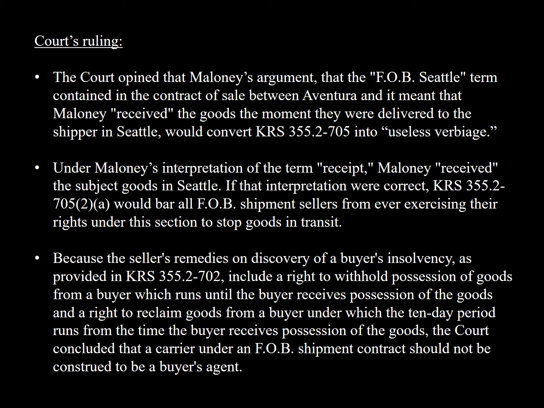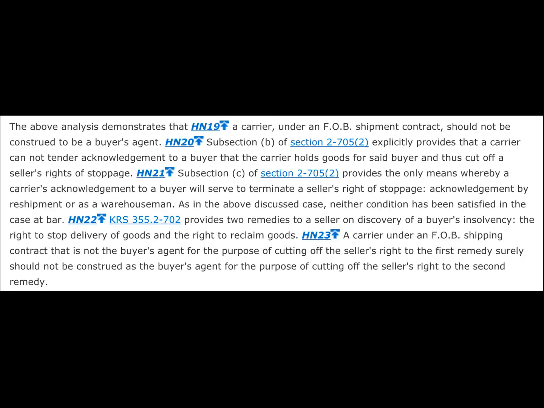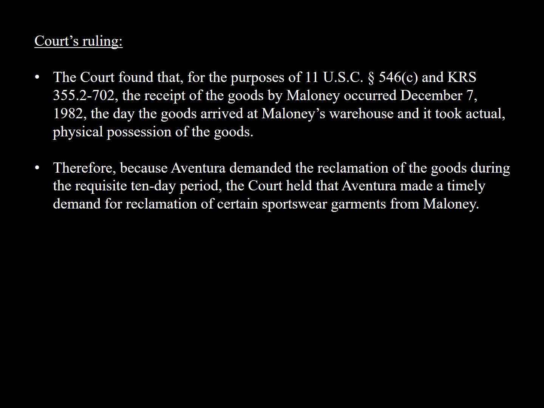under this UCC interpretation, receipt is defined as actual physical receipt. And there's a section of the bankruptcy court's opinion. Now it's actually a longer period. It's not 10 days, but the issue could still come up again.